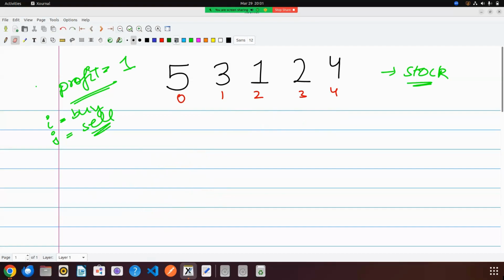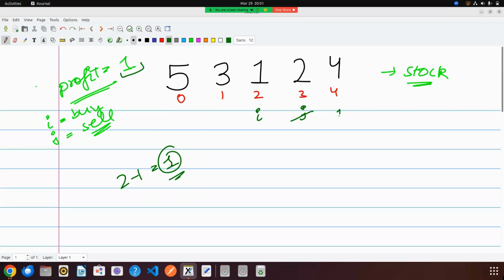Okay, so now our I is pointing on 2. So we are buying it on second day and we are selling it on third day. Okay, so what will be the profit? The profit is 2 minus 1, 1. Okay, it's the same profit, so we are not going to update this value.